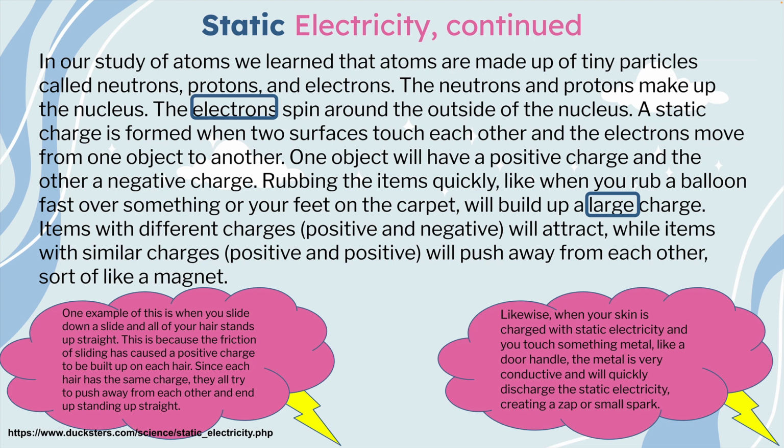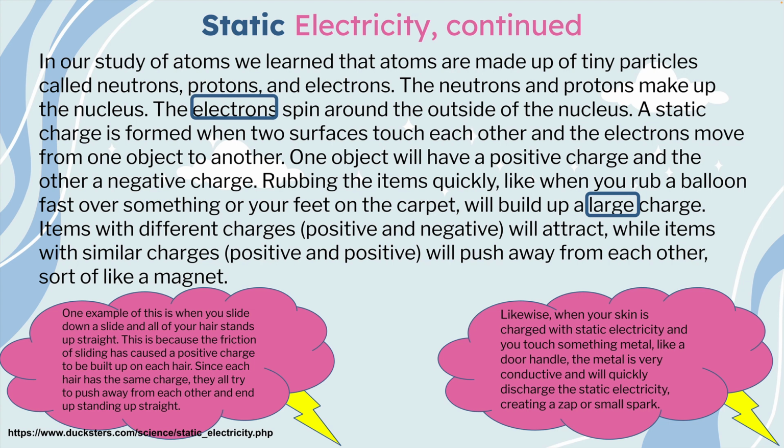Rubbing the items quickly, like when you rub a balloon fast over something or your feet on the carpet, will build up a large charge. Items with different charges, positive and negative, will attract, while items with similar charges, positive and positive, will push away from each other, sort of like a magnet.